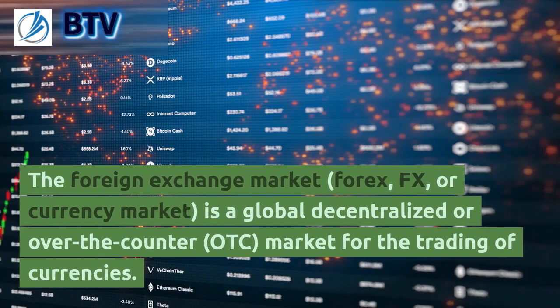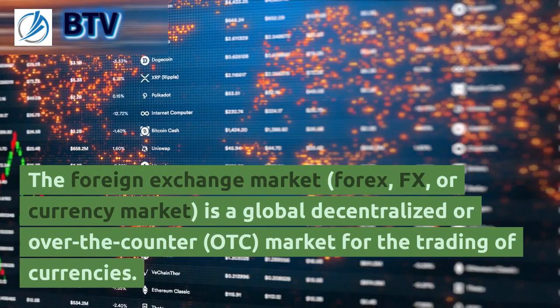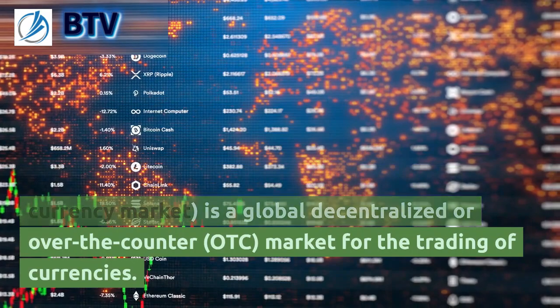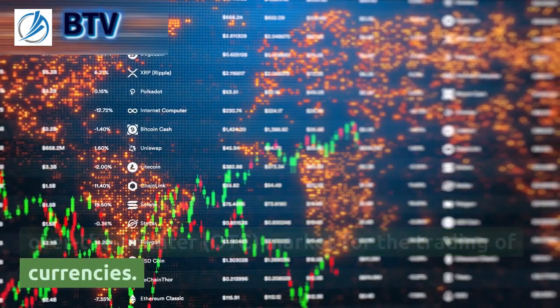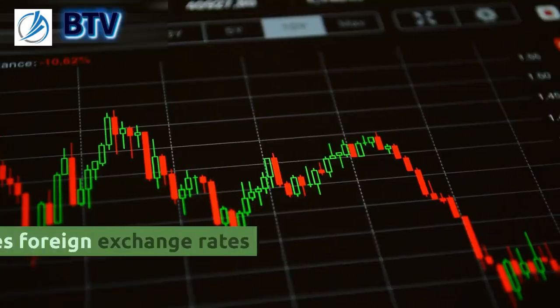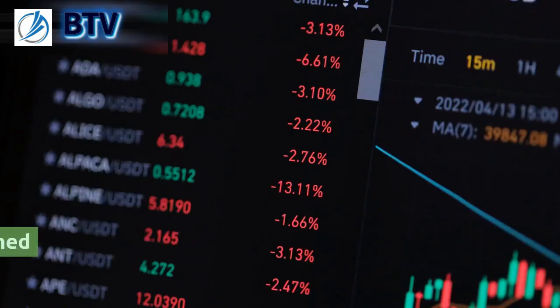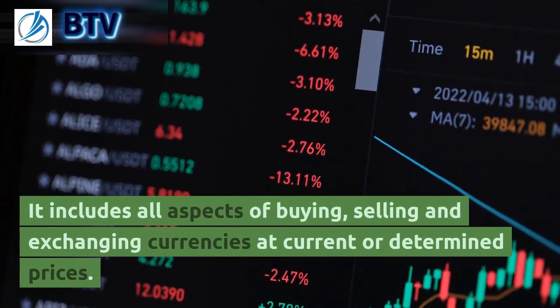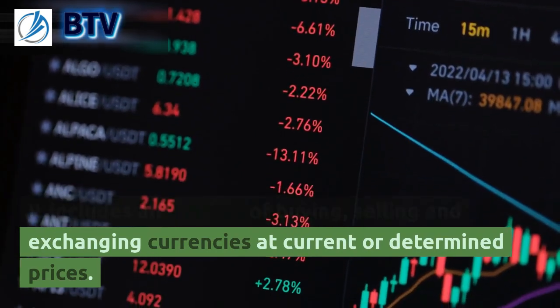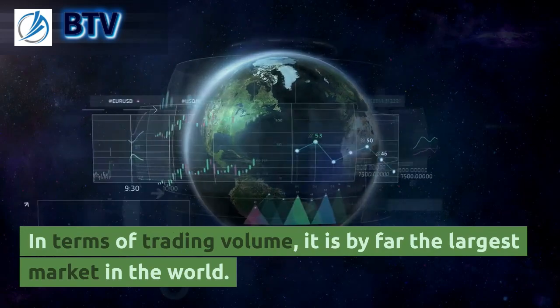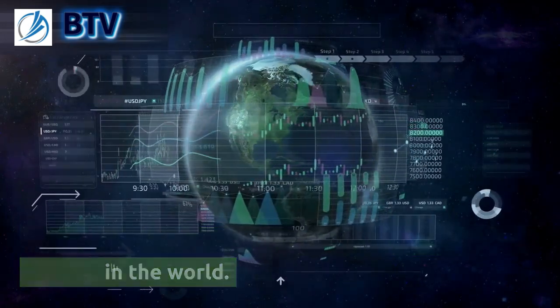The foreign exchange market, Forex, FX, or currency market, is a global decentralized or over-the-counter, OTC, market for the trading of currencies. This market determines foreign exchange rates for every currency. It includes all aspects of buying, selling and exchanging currencies at current or determined prices. In terms of trading volume, it is by far the largest market in the world.